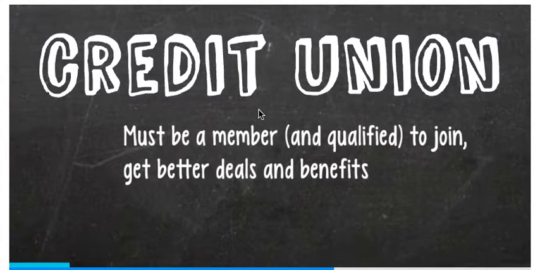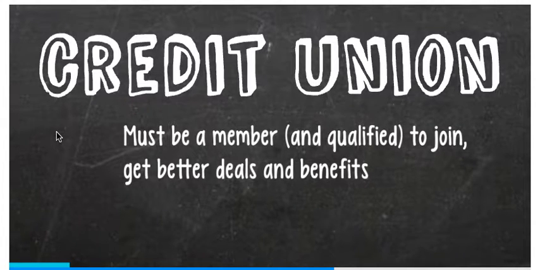So, being a part of the State Employees Credit Union means that I am an employee of North Carolina, I am married to an employee of North Carolina, or I am the child or parent of an employee of North Carolina. So, typically, you can only get into the credit union if you are one of those four things. Other than that, you're going to have to find another bank. So you can get better deals and benefits.